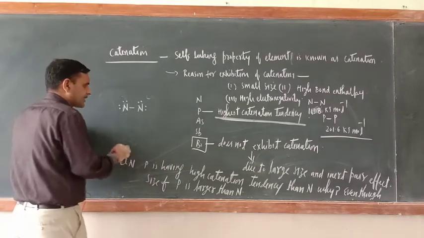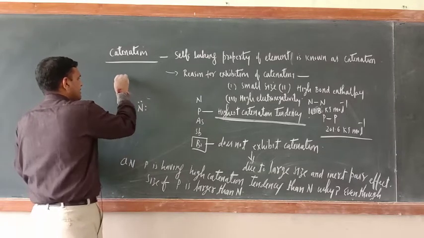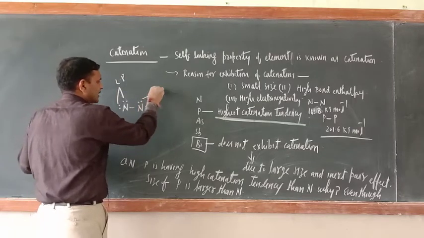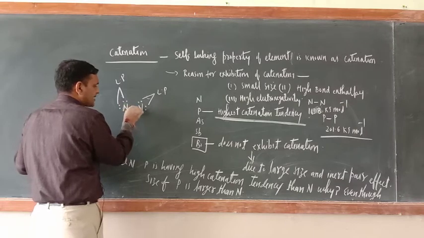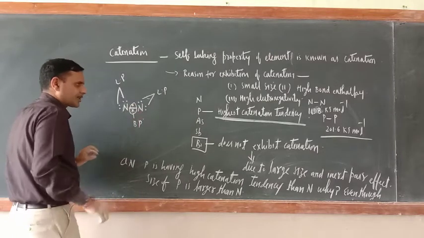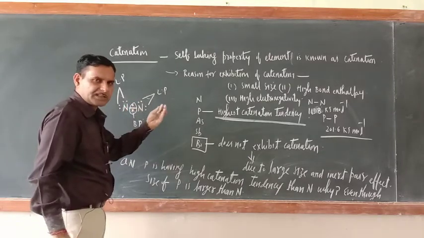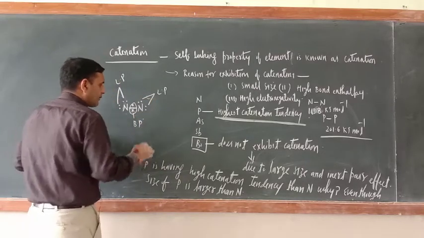Now try to understand nitrogen size. Now these electrons, this is known as lone pair. This is also known as lone pair. And these 2 electrons which are present here, this one and this one, these are known as bond pair. Now try to understand, since the size of nitrogen is small, so what would be there? Bond pair.